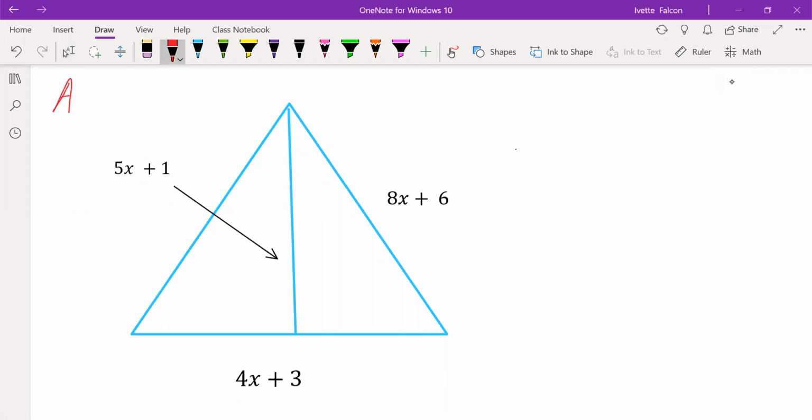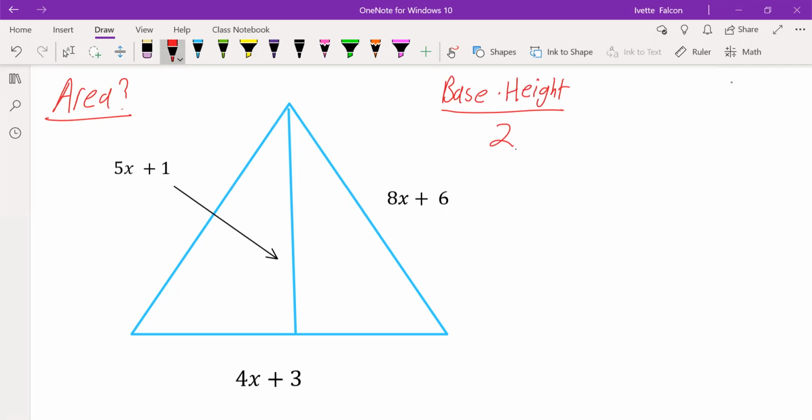So in this problem, they're asking us, what is the area of this triangle? So to find the area of the triangle, we're going to have to use an equation. The equation is going to be base times height divided by 2. So this is going to be our formula, not our equation, sorry. So this is going to be our formula for today. Base times height divided by 2.